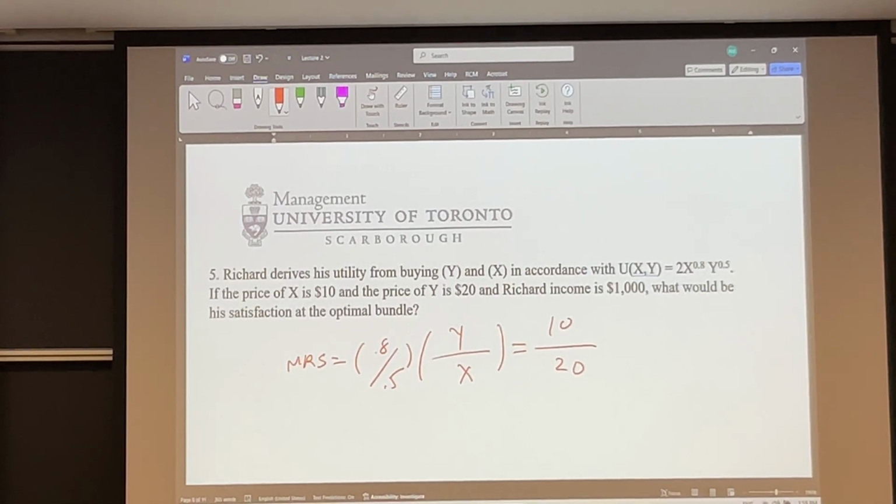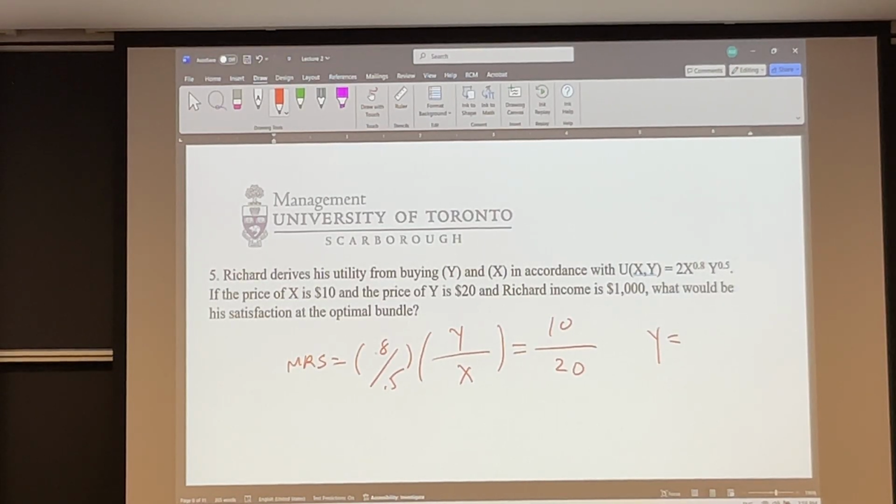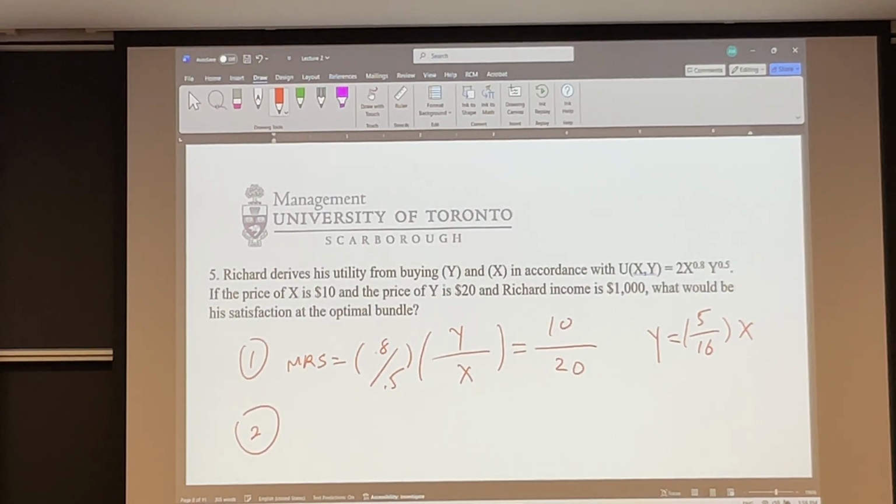So solve it now for y. You're going to get y equal to 5 over 16 x. Am I right? Yes. Make sense? That's equation number 1. Number 2, the budget line: 10x plus 20y equals 1,000. Put this one there and solve it.